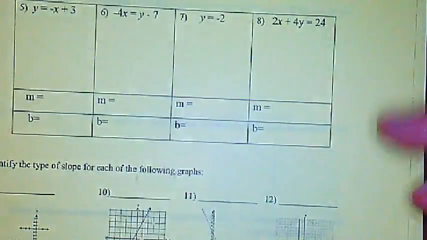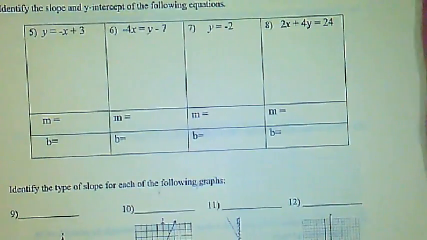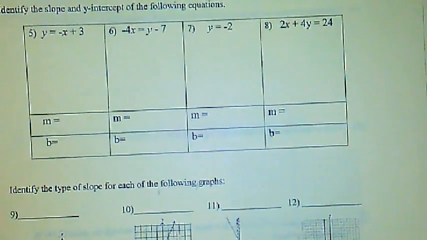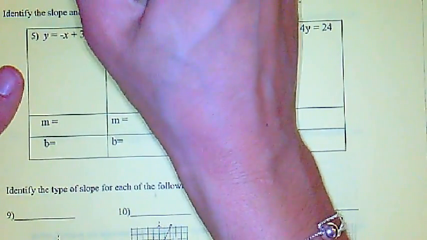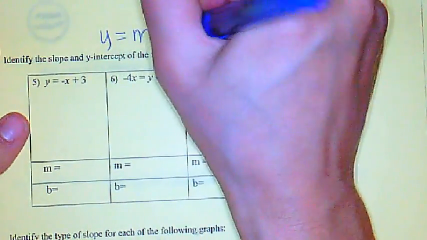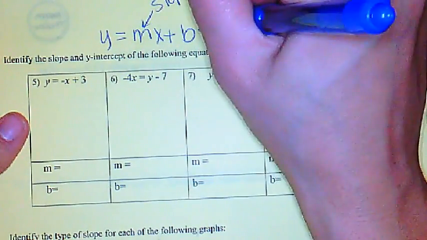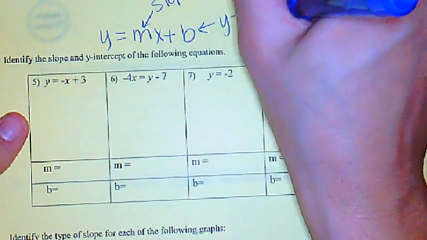Okay. Alright. Next one, identifying slope and y-intercept. Long day. Alright, so the first thing I want you guys to remember is y equals mx plus b. m is my slope, and b is my y-intercept.